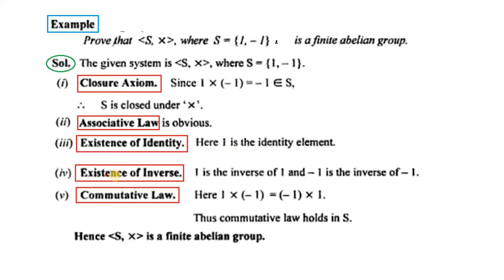Now we check existence of inverse. Since 1 is the identity element, now if we take 1, the product of 1 with 1 is again 1.